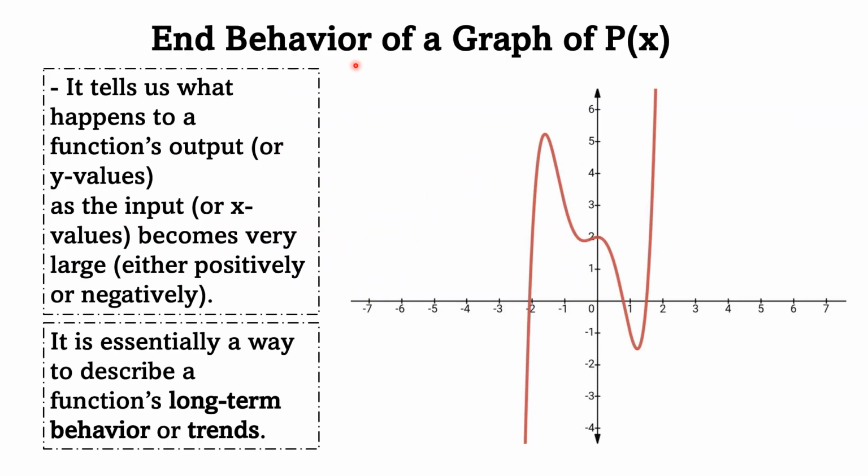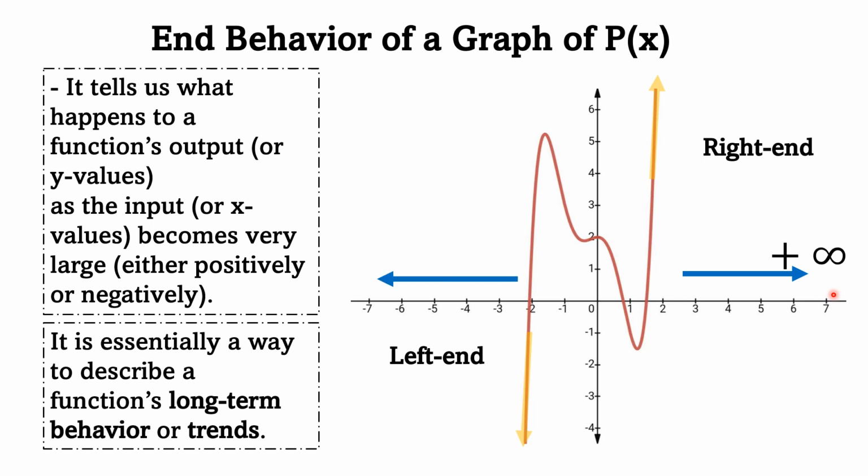The end behavior of a graph of a polynomial function refers to the left end and the right end of a graph of a function. It tells us what happens to a function's output, or the y values, as the input, or the x values, becomes very large, either positively or negatively. It is essentially a way to describe a function's long-term behavior or trends.